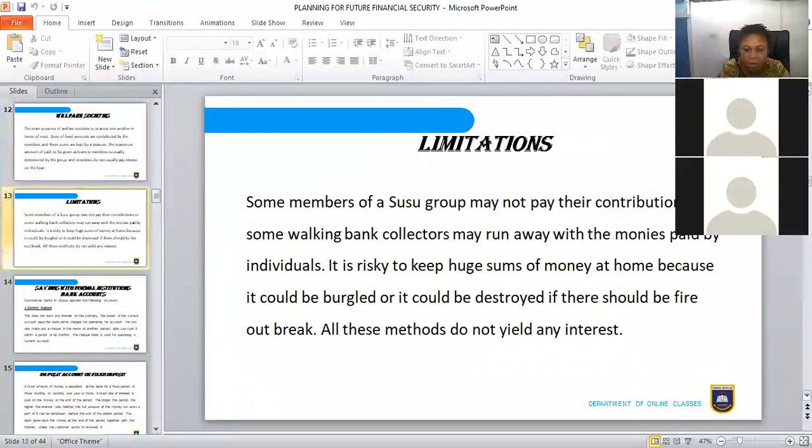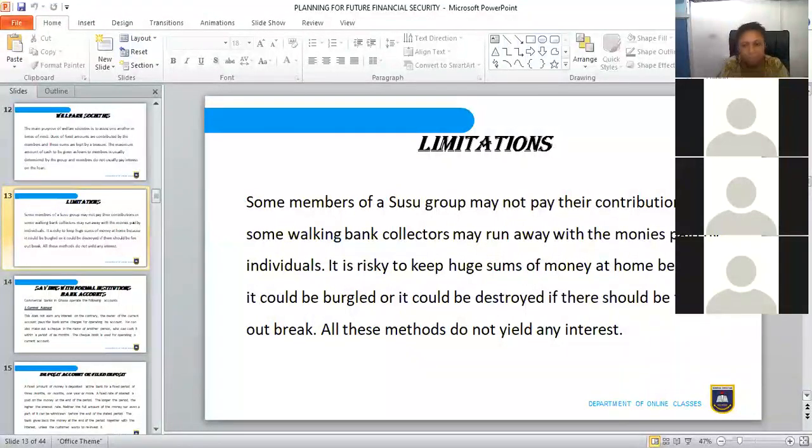No. Okay, now let's look at the limitations. Let's look at the limitations or disadvantages of these informal institutions. Yes, like I said earlier on, madam, members, yes. Madam, please, your voice is down.